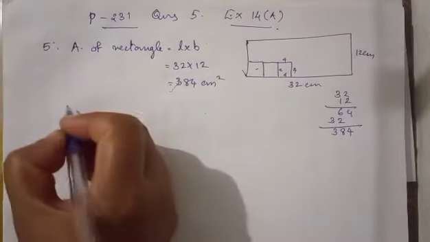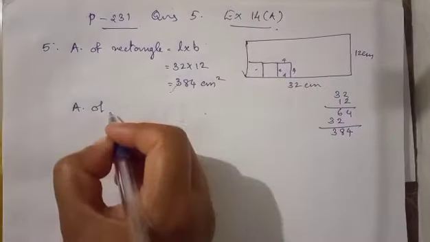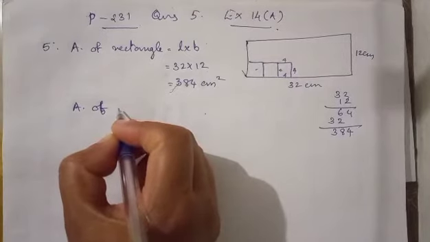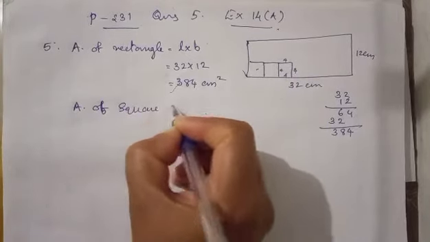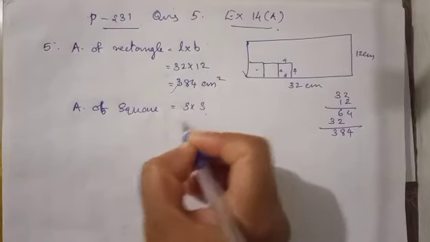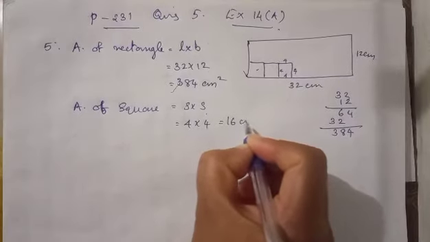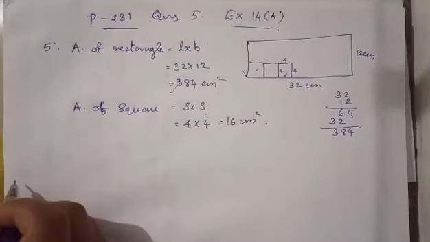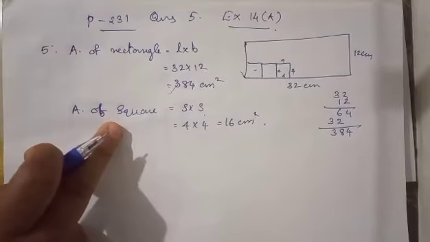area of the rectangle. Then what is the area of this small square? Small square of length 4 centimeter. So area of the square is equal to side into side. One side is 4. 4 into 4 is 16 centimeter square. Clear? Find the area of the rectangle first, then the area of the square.